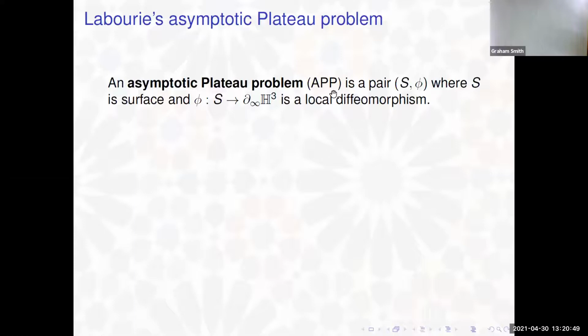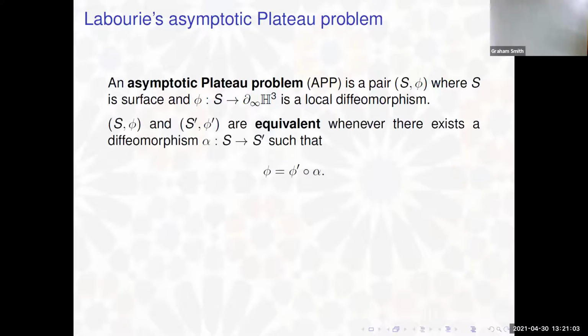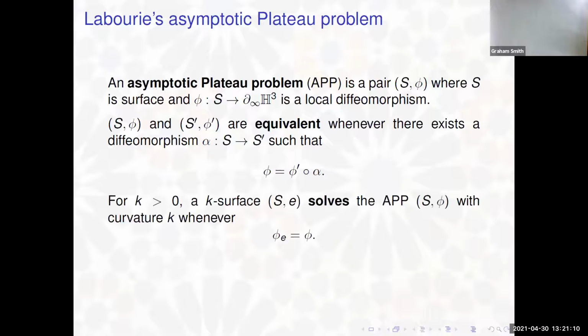So we define an asymptotic Plateau problem to be a pair (S, phi), where S is a surface and phi is a local diffeomorphism from our surface into the ideal boundary of hyperbolic space. We will say that two asymptotic Plateau problems are equivalent when they are the same up to diffeomorphism. And we will now say that the K surface S_E solves the asymptotic Plateau problem of curvature K whenever its asymptotic Gauss map is equal to this function phi.